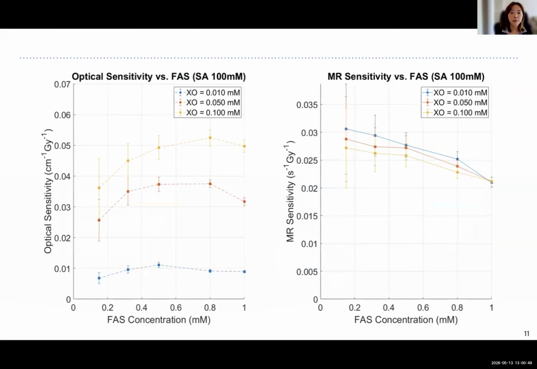The first step was to determine the dose sensitivity of the 30 FXO gel formulations. Shown here is an example of a dose response plot for 15 formulations that contain sulfuric acid at 100 millimolar concentration. As you can see, the dose sensitivity varies depending on the FAS and XO concentration, which indicates that the formulation composition has a significant impact on the gel's response.